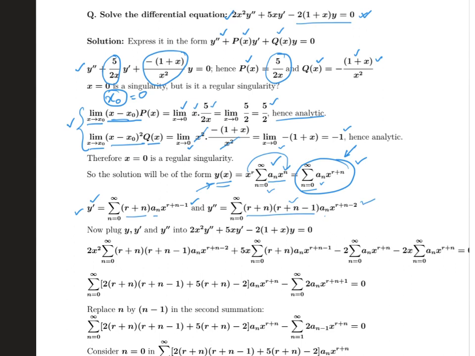Now I have y, y prime, and y double prime. Since y is my solution to this differential equation, I'm going to go ahead and plug in these values into this equation. If I do that, this is what I get. It's pretty straightforward. 2x squared times this is y double prime, then 5x times this is y prime, minus 2 times (x plus 1).